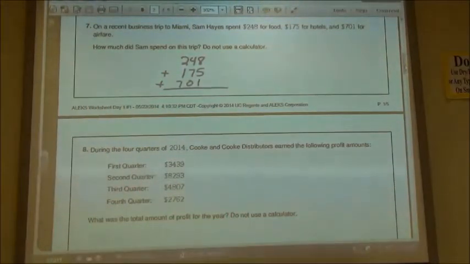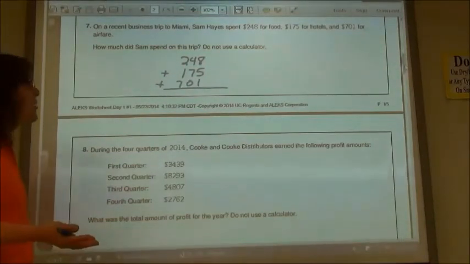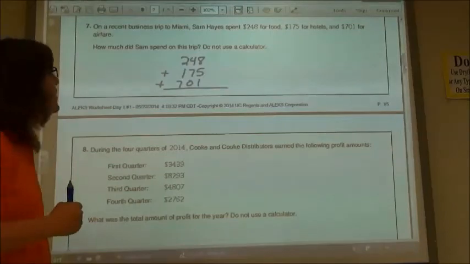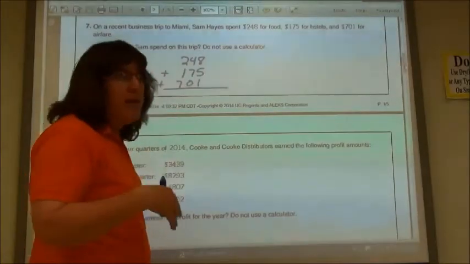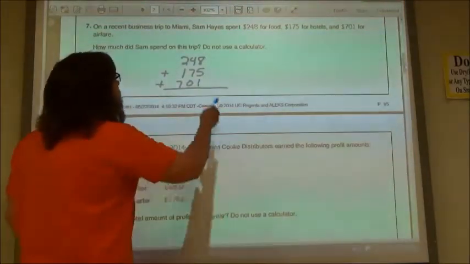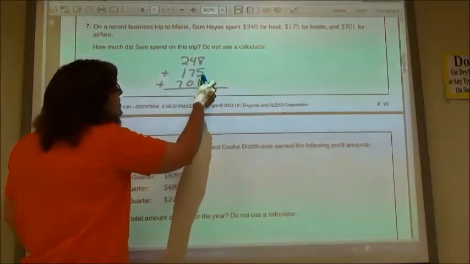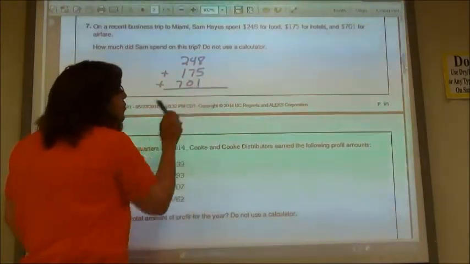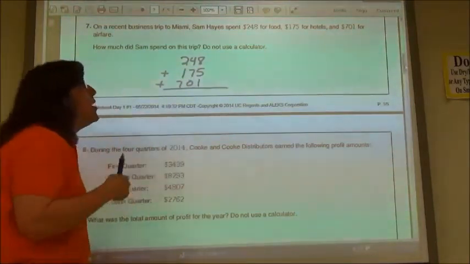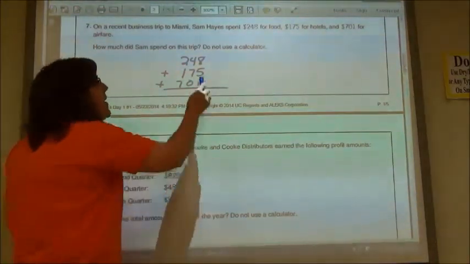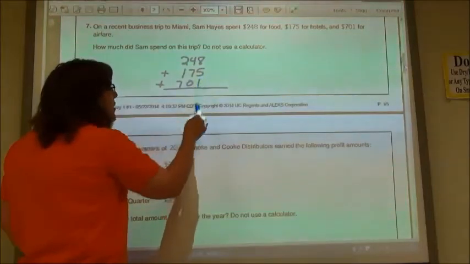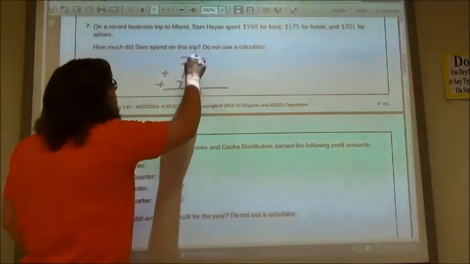Again, they don't want you to use a calculator. They want you to do it paper, pencil. If you want to check with your calculator, I'm not going to come and say, oh, you touched your calculator. But the whole point is, can you do it paper, pencil? So if I'm adding here, you can add in whatever order. You can add the 8 plus the 5 first. You can add the 8 plus the 1. You can add the 5 plus the 1. Whichever order you want to add. 8 plus 5 is 13, plus 1 is 14, so I bring down my 4 and I carry my 1.